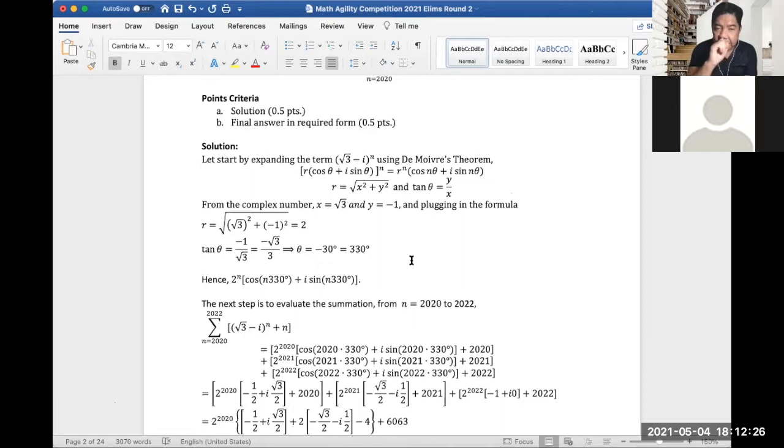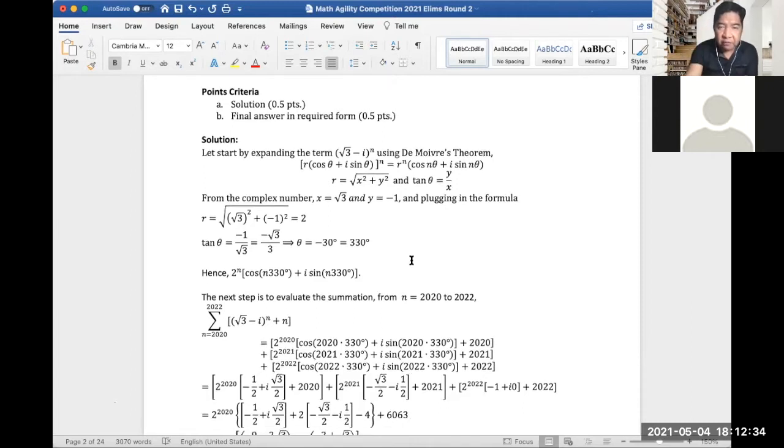We have the tangent of theta as negative 1 over the square root of 3.